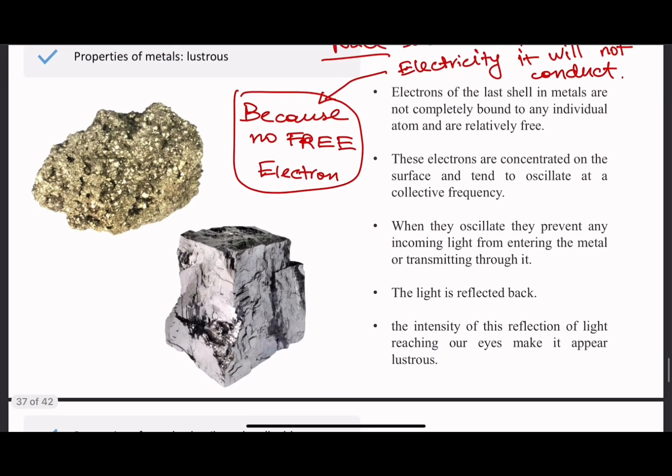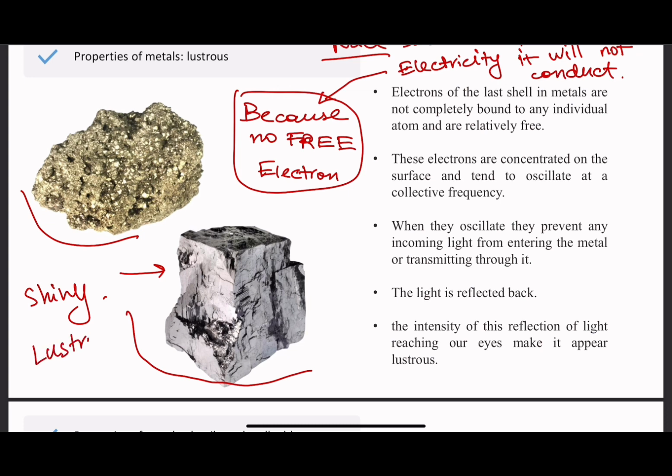So now we have two metals in here. Look at their shape. Look how they look. It's shiny, right? They are shiny. Let's read this. The shininess is called lustrous. Okay, when you're shiny, you have a lustrous structure.